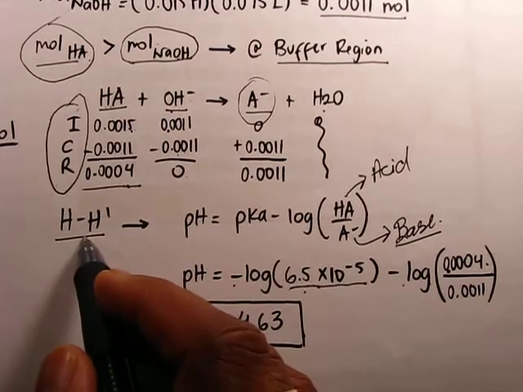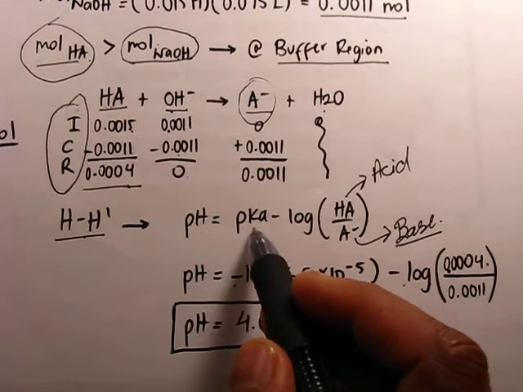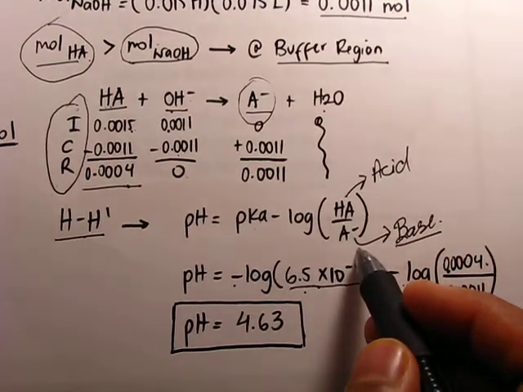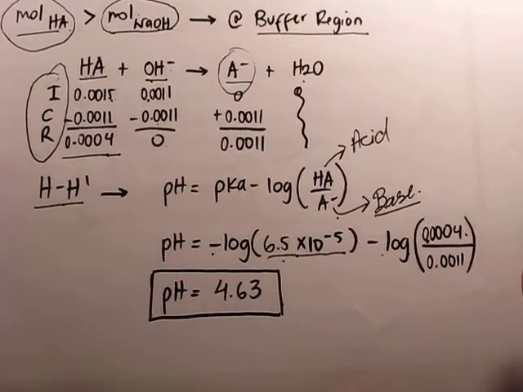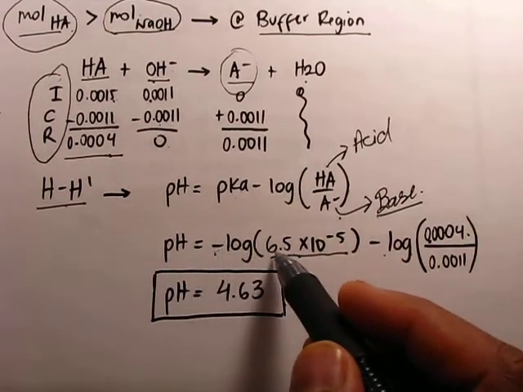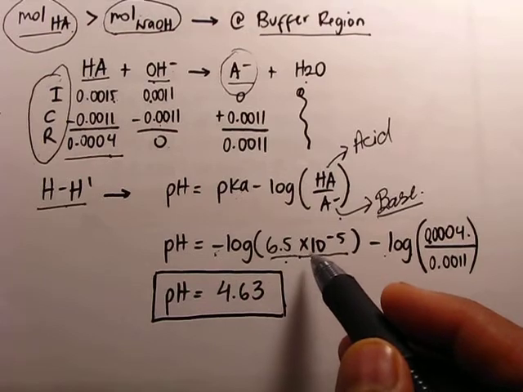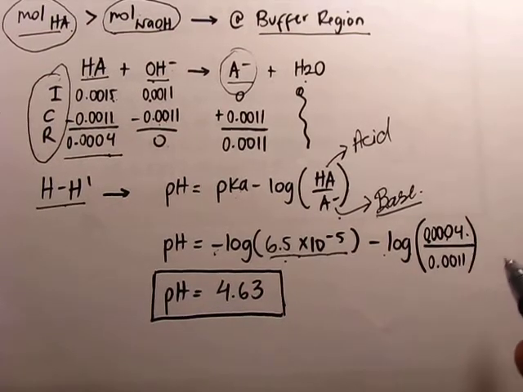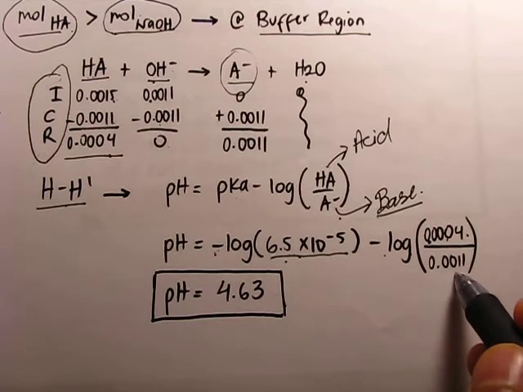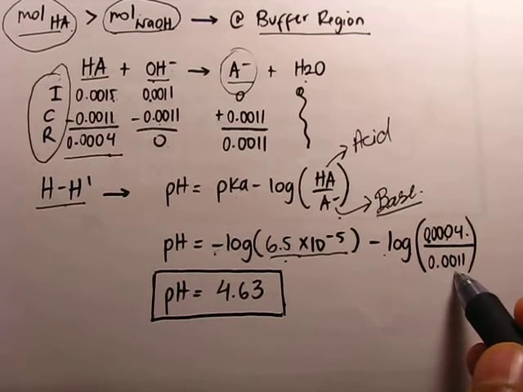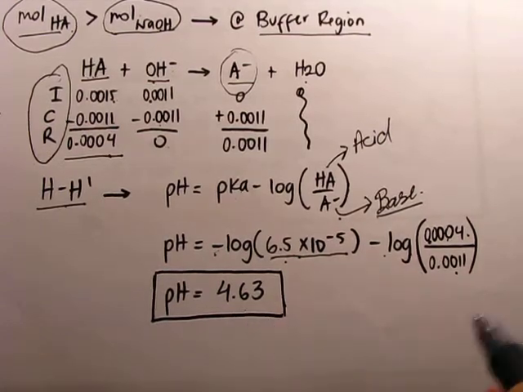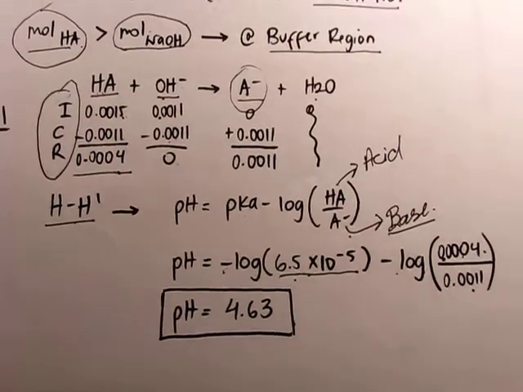Now we know the anion concentration and acid concentration, so we use the Henderson-Hasselbalch equation: pH equals pKa plus log of the conjugate base over the weak acid. We put in the pKa from 6.5 times 10⁻⁵ and the acid and conjugate base concentrations. Once you solve this, you find the pH, which is 4.63.